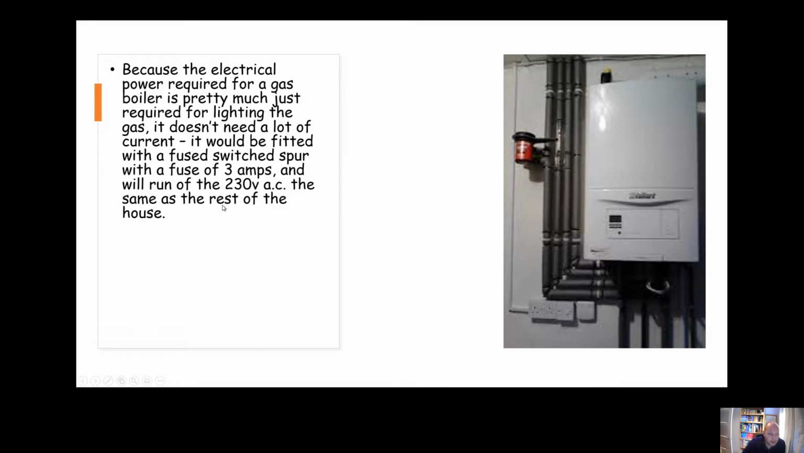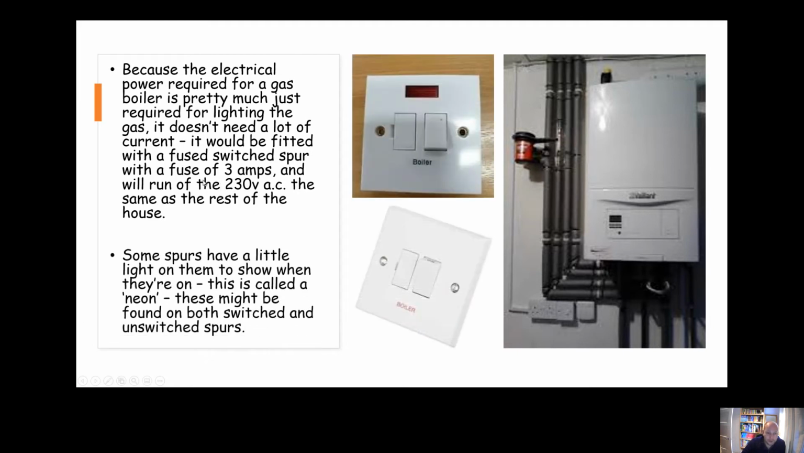Okay, you'd run off the same voltage as the rest of the house, 230 volt AC, alternating current. You can see here a fuse switch spur for the boiler. Space here for the 3 amp fuse. Also a switch to switch the boiler on or off. You've got here one with a neon, which would let you know if it was on or off, and another one without a neon. So one's a fuse switch spur with a neon, the other one is just a fuse switch spur.